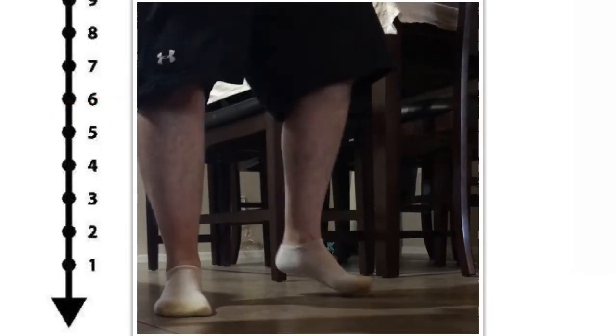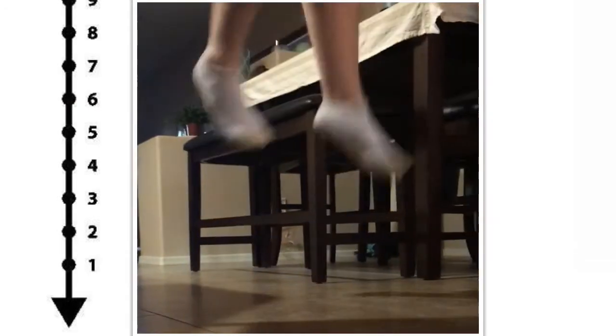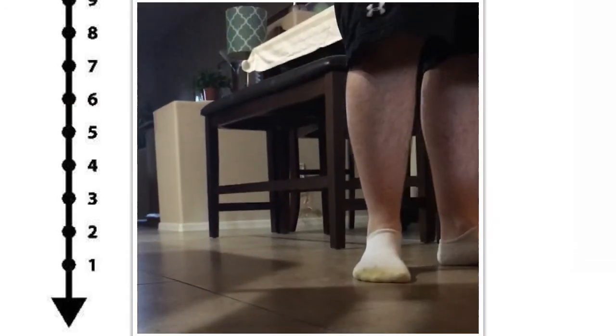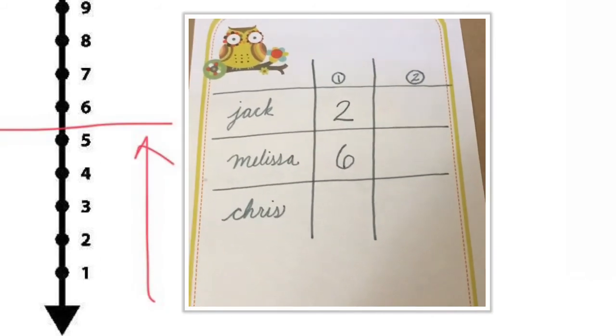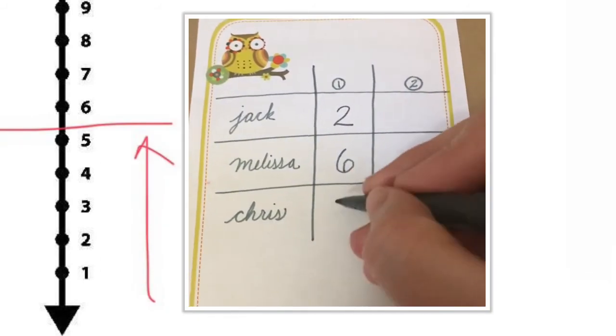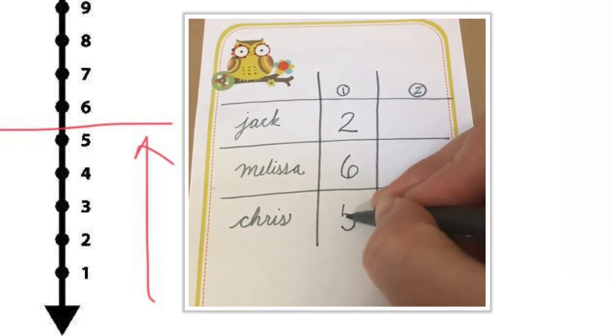Here we go. Ready? Yeah. Okay. Time to record the data. Chris's jump was 5 units high.